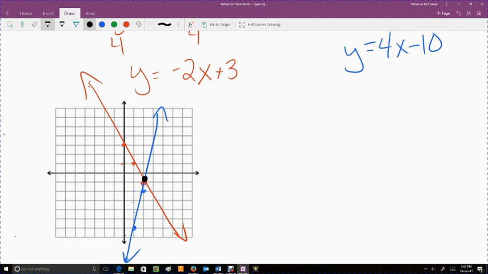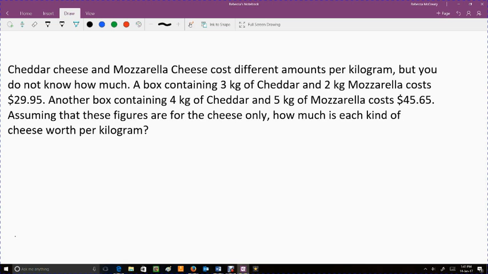Now let's talk about how these equations relate to each other and why on earth we would do something like this. All right, so here we have a situation. Cheddar cheese and mozzarella cheese cost different amounts per kilogram, but you do not know how much. A box containing 3 kilograms of cheddar cheese and 2 kilograms of mozzarella cheese costs $29.95. Another box containing 4 kilograms of cheddar cheese and 5 kilograms of mozzarella costs $45.65. Assuming that these figures are for the cheese only, how much is each kind of cheese worth per kilogram? So we could solve this one by graphing. Given those numbers, it's probably not going to show up on our graph. So we're going to save the actual solving of this system for another day when we get some other methods.